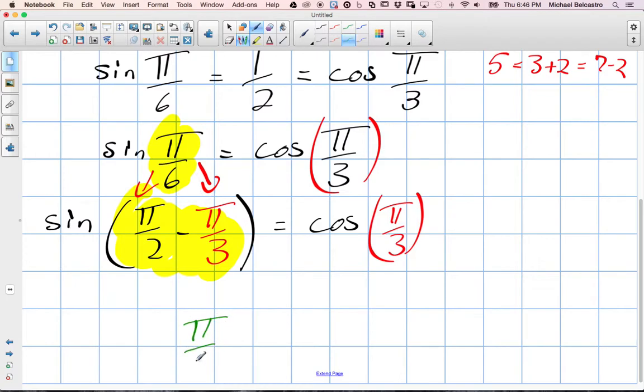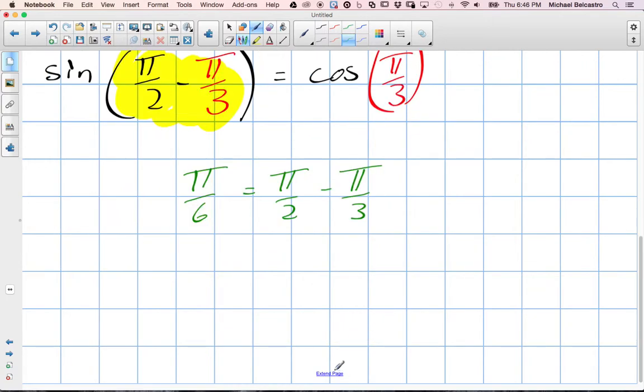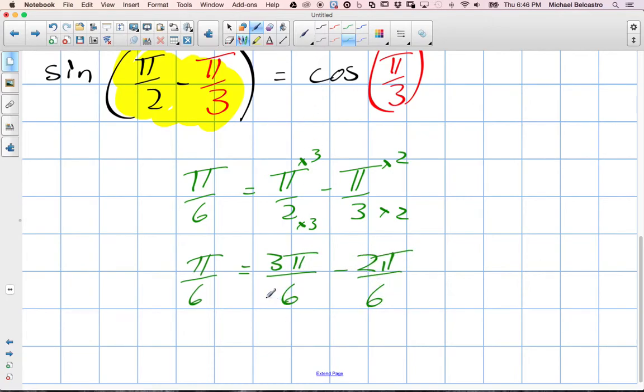Pi over 6 is equal to pi over 2 subtract pi over 3. Let's find out if this is true. We want a common denominator, so I'll multiply top and bottom by 3 here and by 2 over here. Pi over 6 is equal to 3 pi over 6 minus 2 pi over 6. And do these things equate? Yeah, they do.